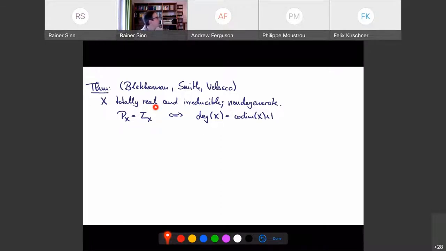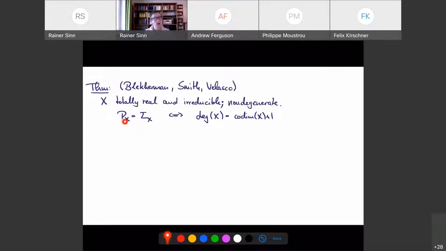So this is a technical assumption. And this non-degenerate is also a technical assumption. This only means that there is no linear function that vanishes identically on x. And then there is a nice answer. So the answer is the cones are equal.